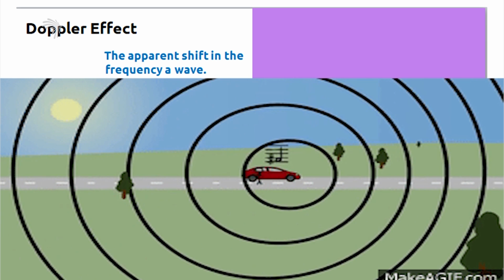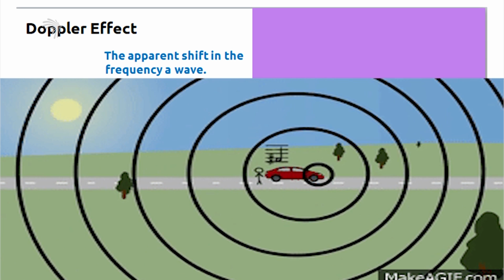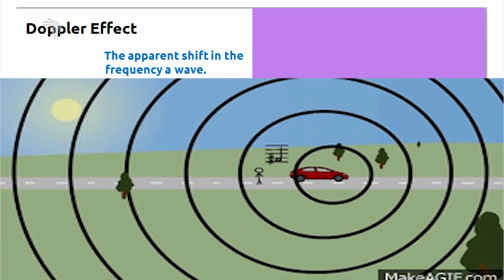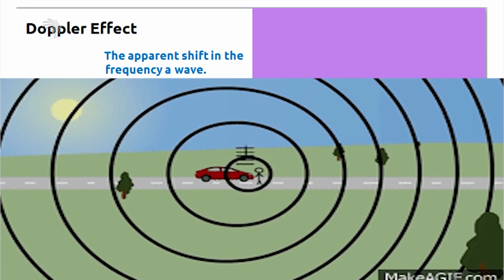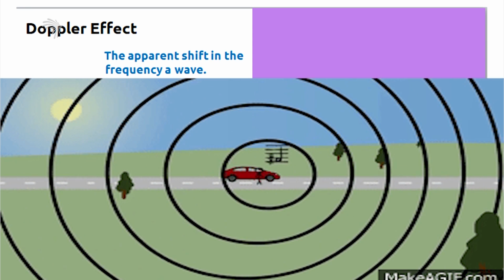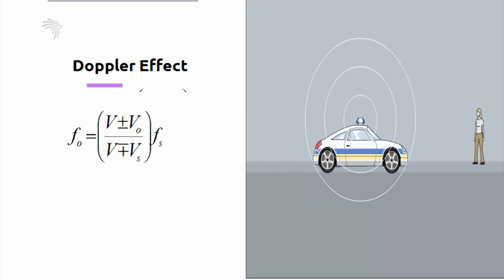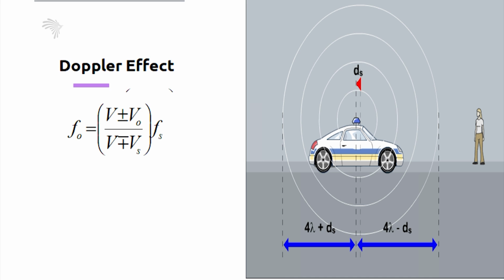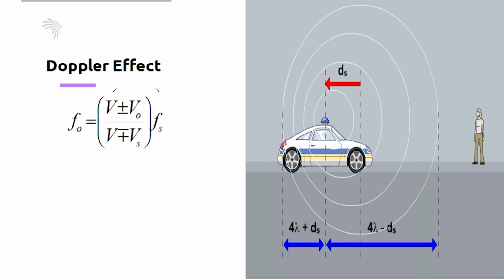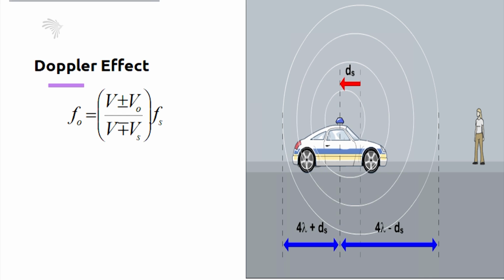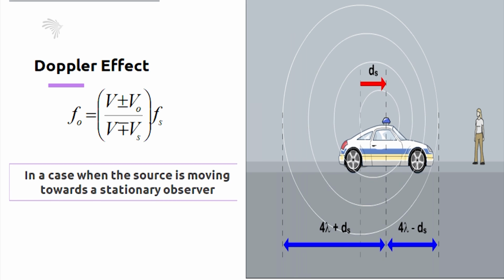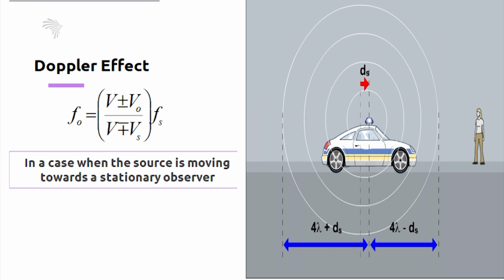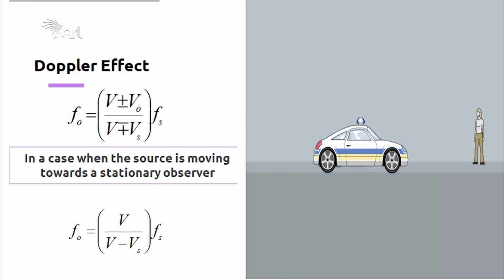Let's consider a sound source moving at a speed vs and emitting a sound of frequency fs. The frequency of the sound wave reaching the observer, f0, who is moving at a speed v0, is generally given by the expression f0 equals (v plus or minus v0) divided by (v minus or plus vs) multiplied by fs, where v is the speed of sound. In the case when the source is moving towards a stationary observer, that is v0 equals 0, the frequency that reaches the observer is f0 equals v divided by (v minus vs) multiplied by fs.